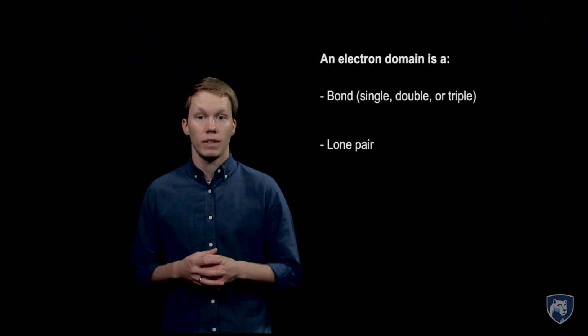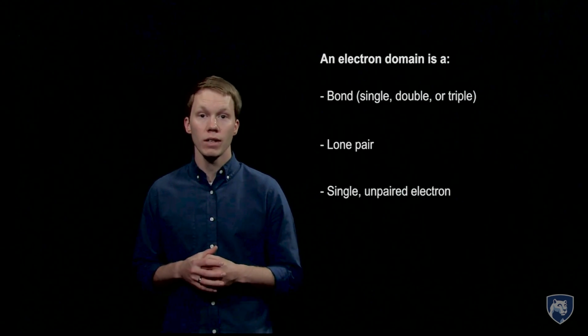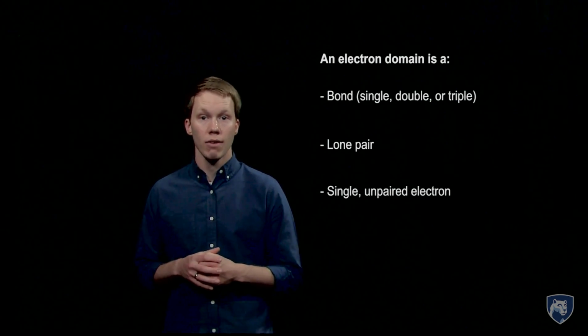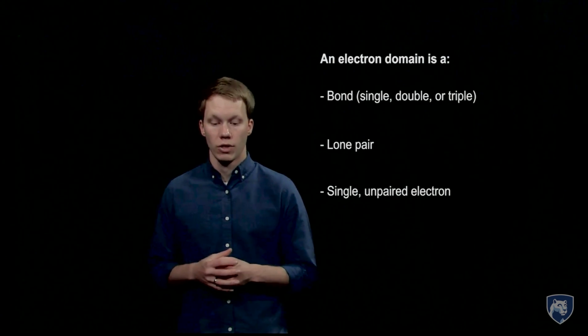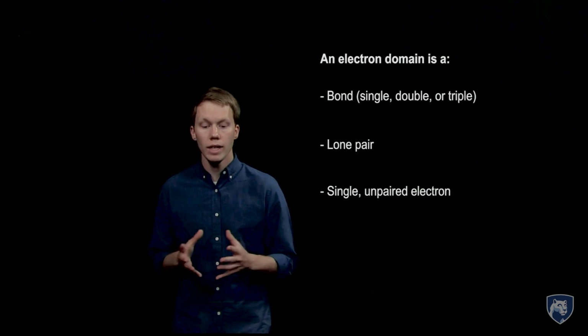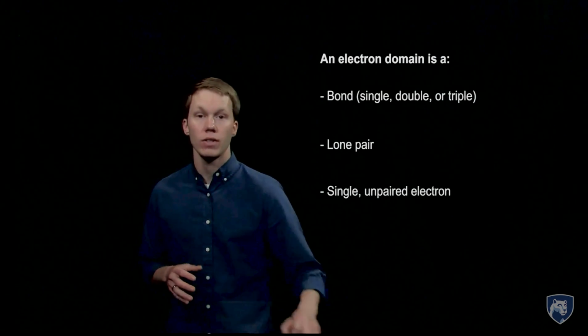And the final type of electron domain would be a single electron. Remember those radical species that we looked at in the exceptions to the octet rule? That would be an electron domain, a single electron. And so looking at all of those as examples, we can start to count electron domains about the central atom.